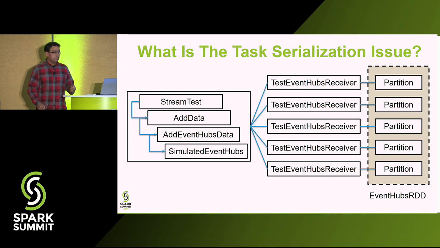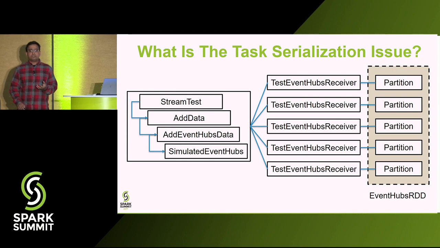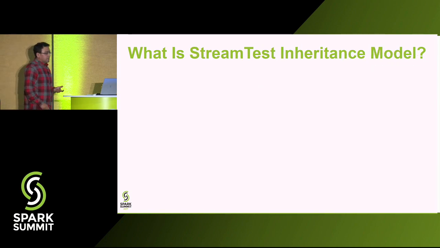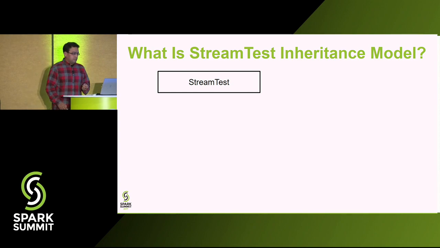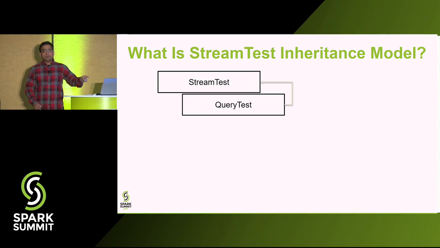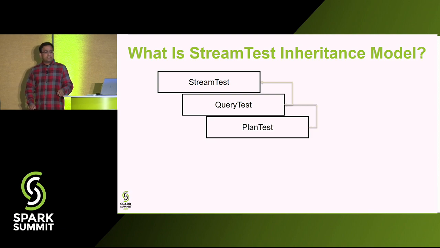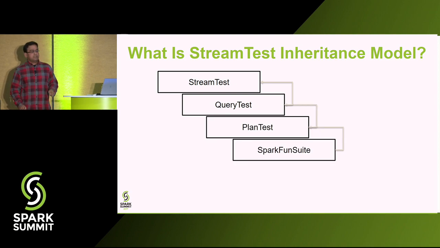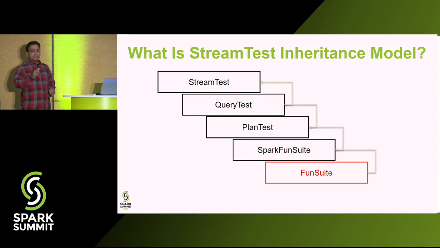So the problem is here, that we have to ship the instance of the simulated EventHubs to the executors. And why is it a problem? The problem is because stream test, if you look at it, calls query test. This is also part of Spark code, which calls plan test, which calls Spark fun suite, and which calls fun suite. The version of the fun suite that Spark 2.1 uses is not serializable, and that's where it breaks down for us. The solution is simple, of course.